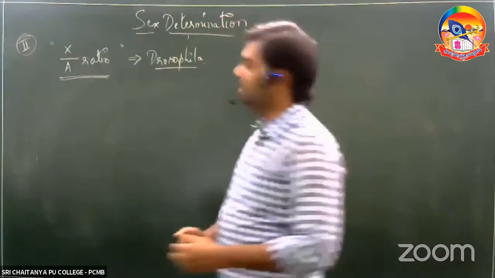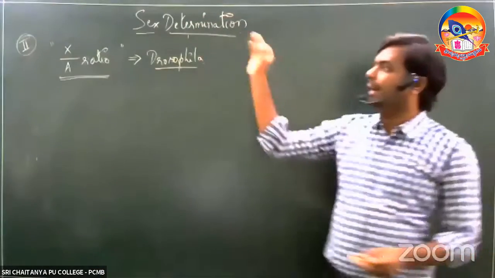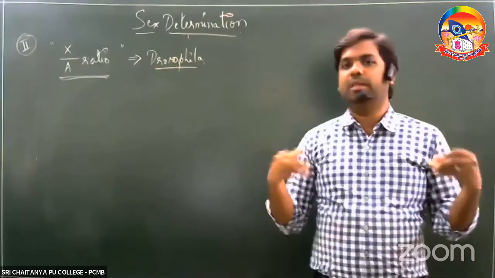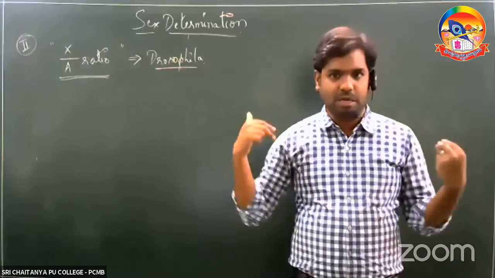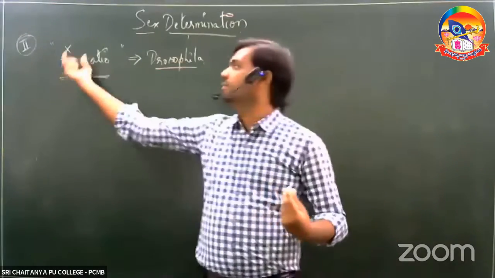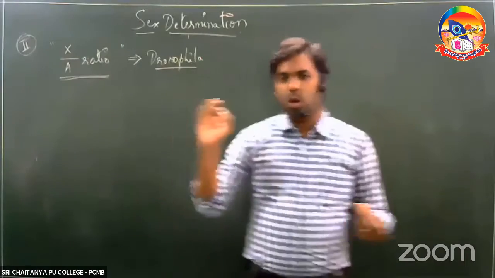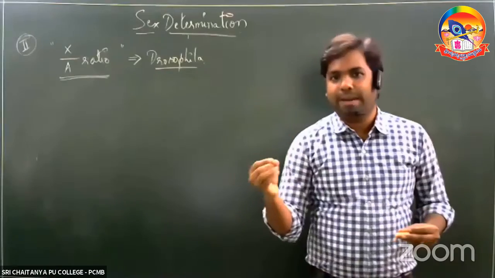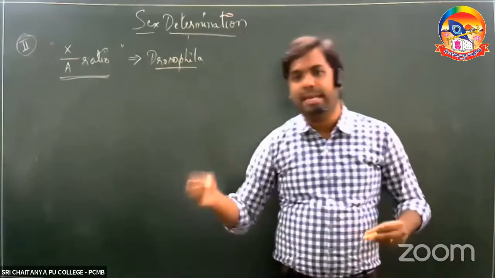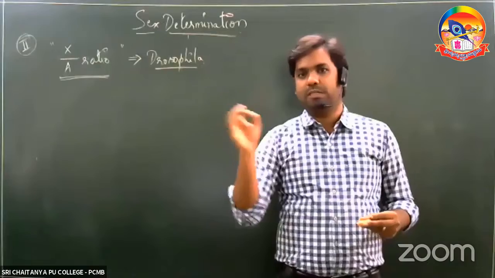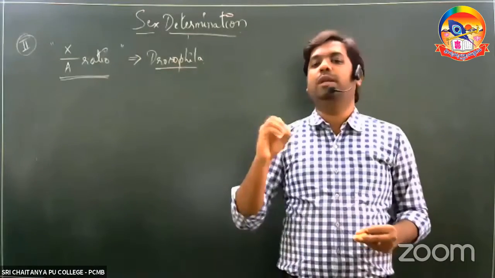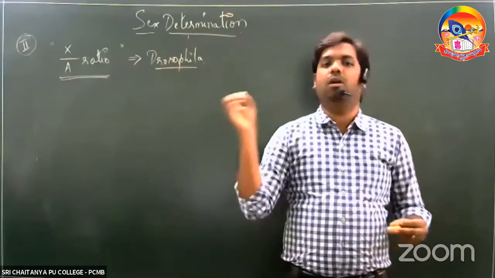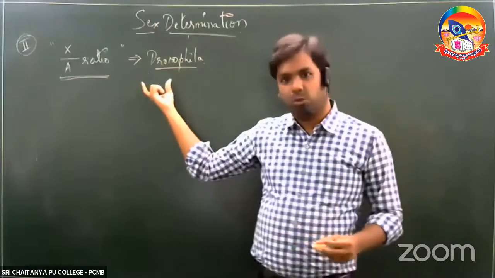This X by A ratio of sex determination is seen in Drosophila melanogaster. By taking the X by A ratio, we determine whether the organism is a male or a female. It all depends on this X by A ratio. The role of the Y chromosome in this organism is only to determine the fertility of the male organism. Right? So try to understand this. The Y chromosome is only responsible for determining the fertility of the organism in Drosophila.